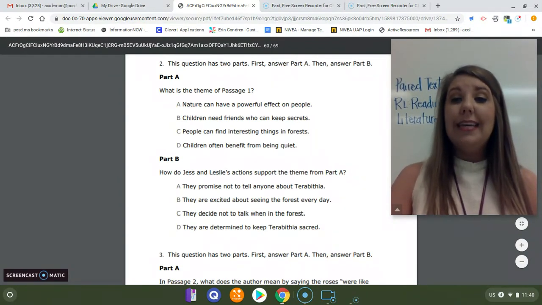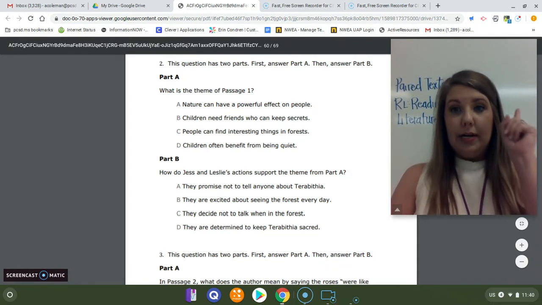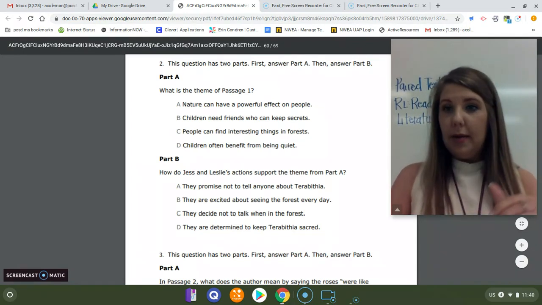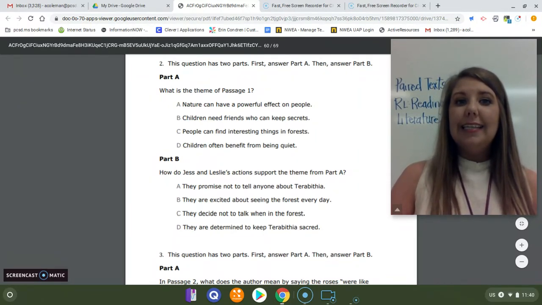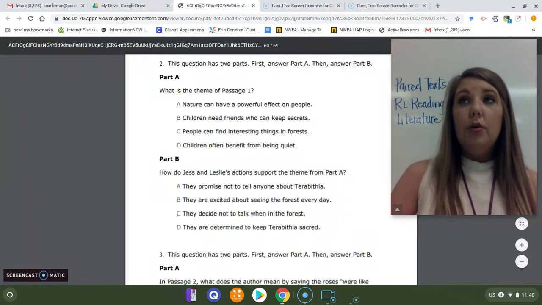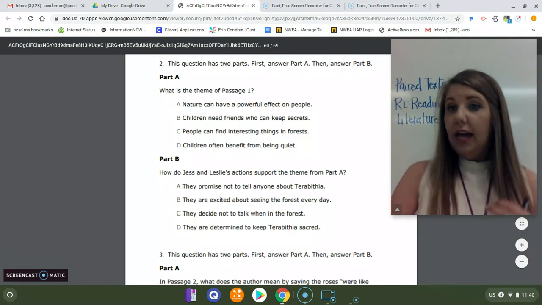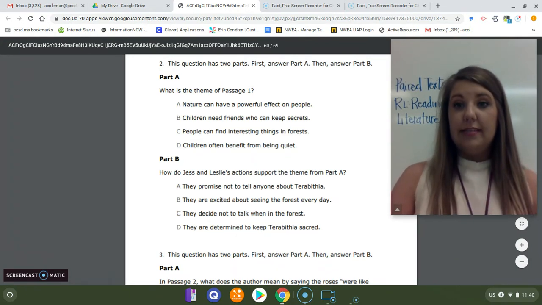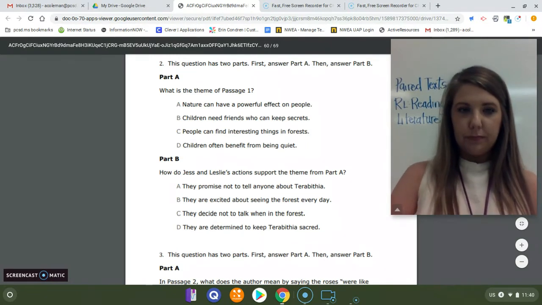What is the theme of passage 1? There again, we are in passage 1. We're only worried about passage 1 right now, which is Bridge to Terabithia. And it's asking, what is the theme? The theme is going to be our academic word. We know that the theme is a moral or a lesson that people can learn in the story. It's not a lesson that just the character learns. It's a lesson that we can take from the story as people.